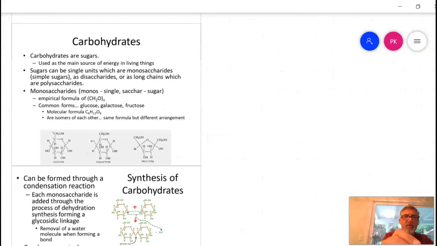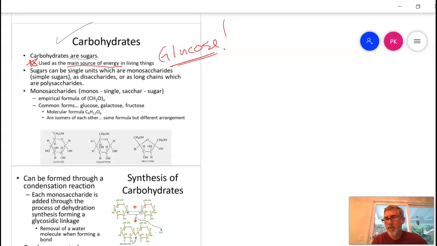So carbohydrates we'll do first. Carbs are sugars. Important things to remember: they're the main source of energy. For us, glucose. We get energy from glucose, no matter if you're eating fruits or if you're a baby and you're nursing. We have to convert it all to glucose before we make energy out of it.